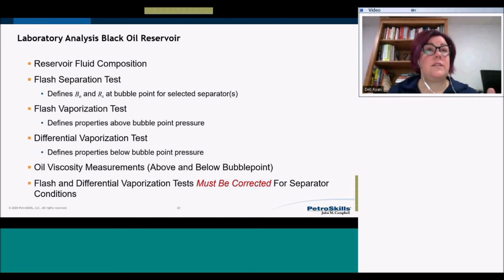And then our viscosity measurements, we do both above and below, and they're usually done with a rolling ball viscometer so that we can actually test how that ball rolls through the reservoir with different temperatures and pressures.